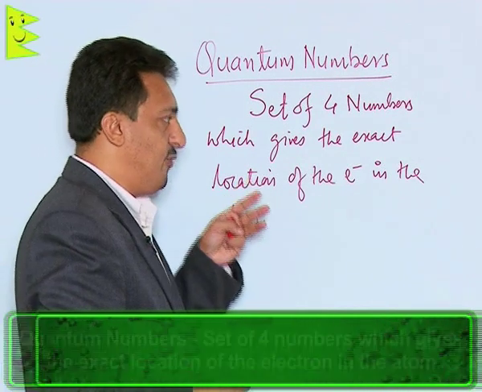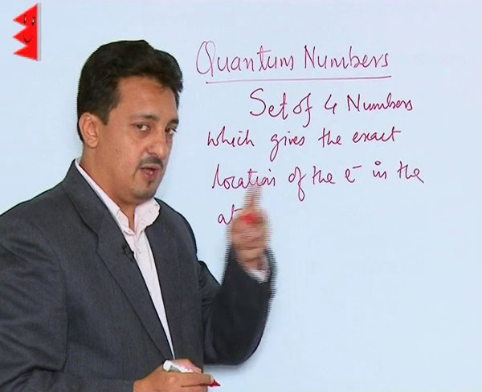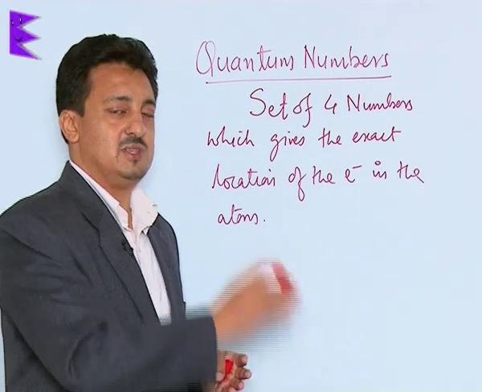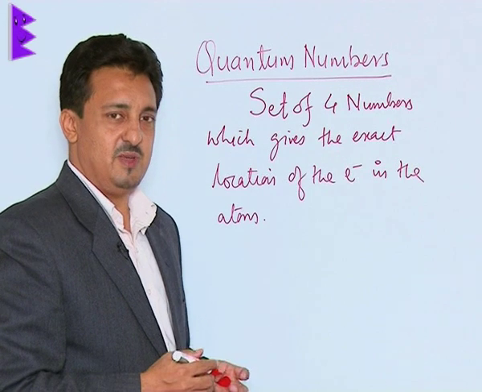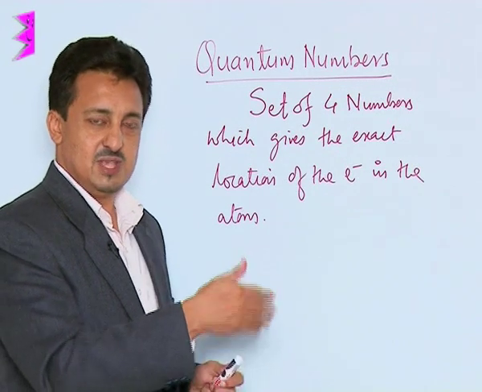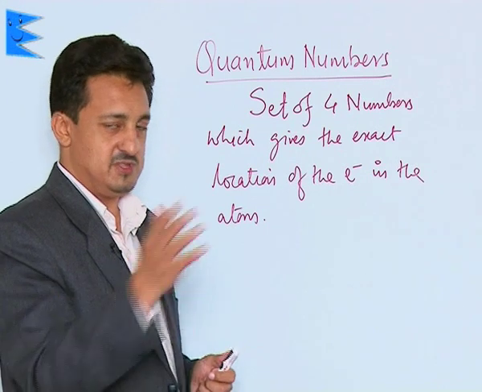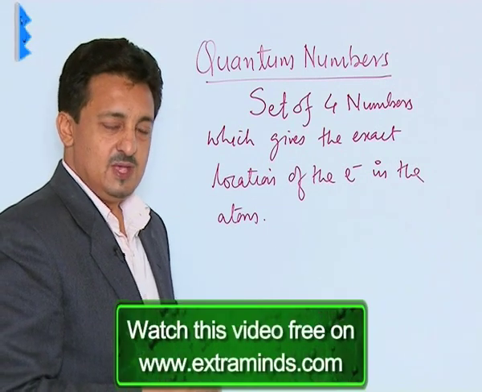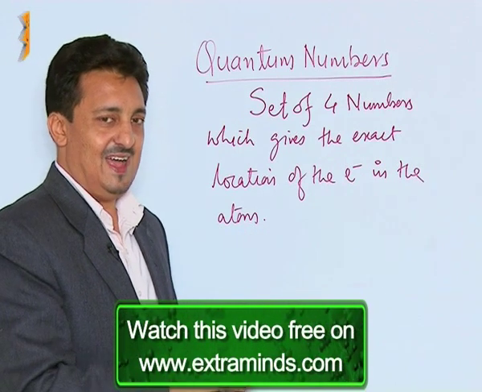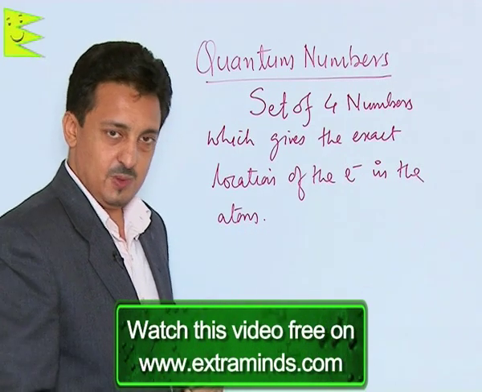Now, out of these four numbers, three were derived from quantum mechanics, as I have explained, and the fourth one was incorporated from spectroscopy techniques in order to accommodate two electrons in the orbitals, and there were some later complications because of which the fourth one was introduced. So we have at the end a set of four quantum numbers. Now let us understand these four quantum numbers one by one.